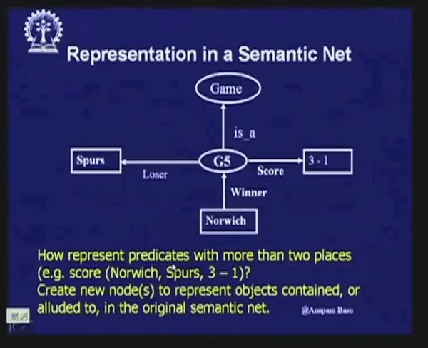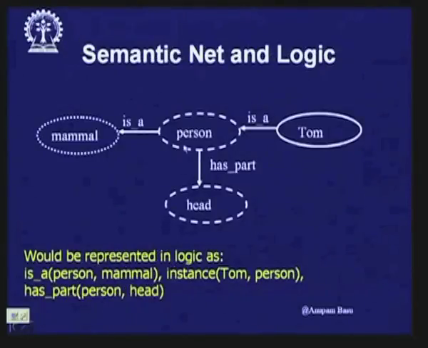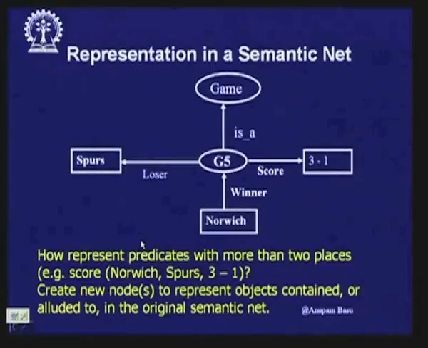Now, typically, earlier what we have seen is when we take these two nodes and look at the relation between them, what we represent is a two-place predicate. A predicate which can take two parameters. But often we may need to represent facts with more than two parameters. For example, Norwich defeated Spars with a score 3-1, or the score of Norwich over Spars was 3-1. Now, these are three-place predicates. Now, how do you do this?